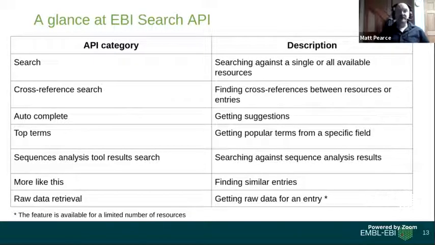We have auto-complete for getting suggestions, top terms for retrieving popular terms from specific fields, a sequence analysis tool result search for searching across the results from external sequence analysis tools, more like this for finding entries which are like the entry that you're looking at, and raw data retrieval for getting raw data for a single entry or multiple entries. And again, as with the functionality in the front end, this is only available for certain domains.